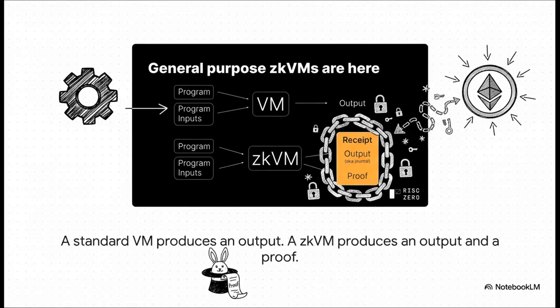And this visual here, it just nails the key difference. A regular virtual machine, like the one on your computer, just does a task and spits out the result. Simple. A zkVM does the task, gives you the result, but it also hands over this cryptographic proof, this receipt. That little receipt is what lets the main Ethereum chain instantly verify thousands of transactions without redoing any of the work itself. It's the absolute secret sauce to scaling.